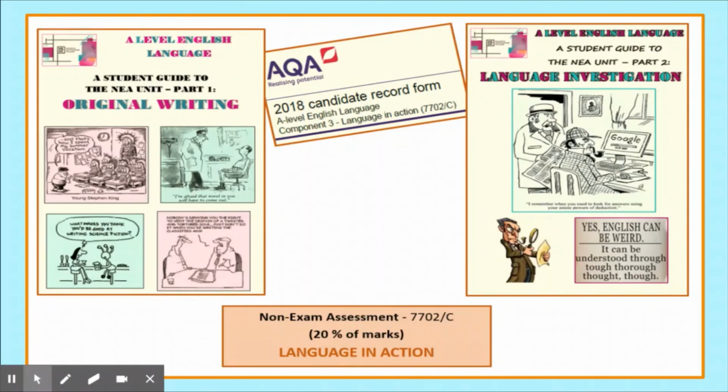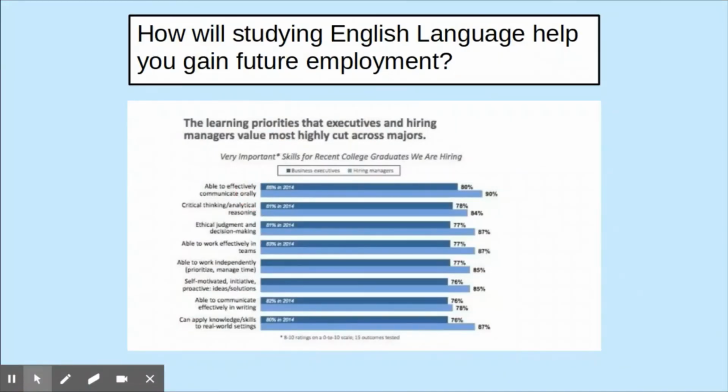So, how will English at A-level help you in the future? Well, a recent study of employers showed that the skills they most desire in potential employees are a good match for the skills you'll acquire on an English language A-level. Good communication skills, critical thinking, problem solving, and being able to apply your knowledge to real-world situations.